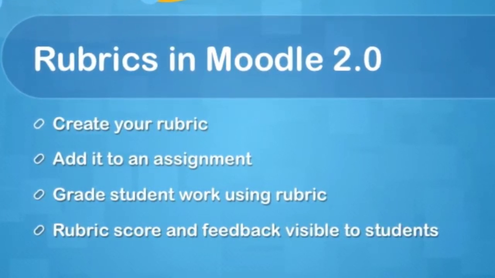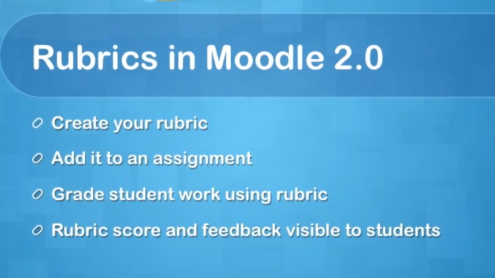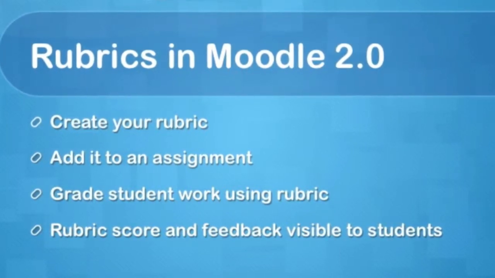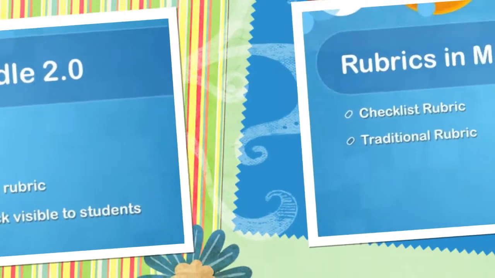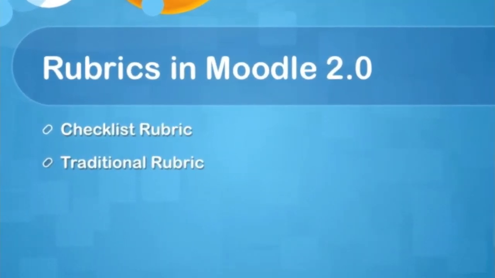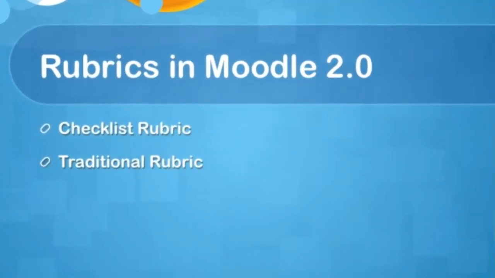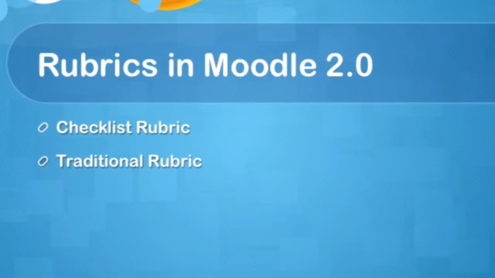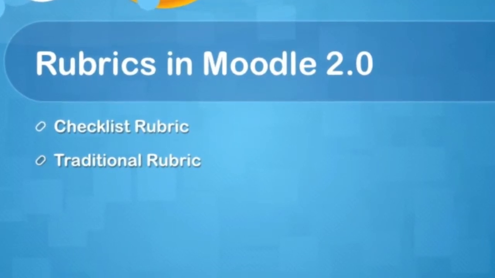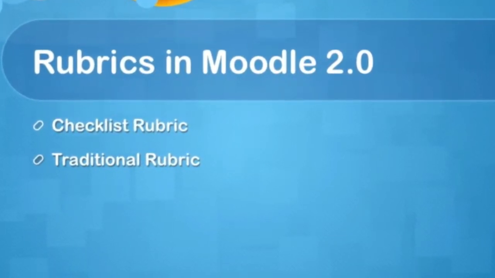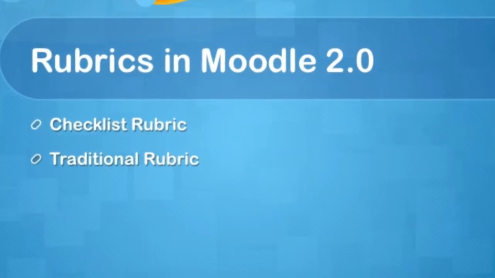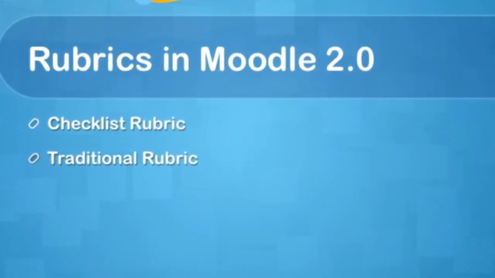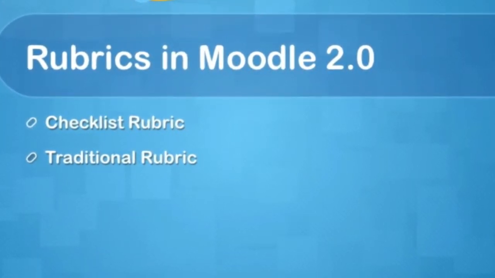In fact, you can create two types of rubrics, a checklist or a traditional rubric with levels of achievement by selecting your marking method. One thing you will need to remember, Moodle will not save your rubric if it adds up to more than 100 points. First, I'll show you how to create a checklist rubric and add it to an assignment. Then I'll move on to the traditional rubric.